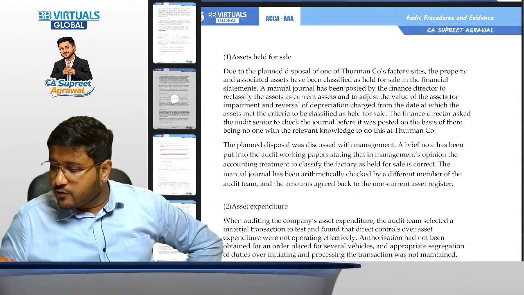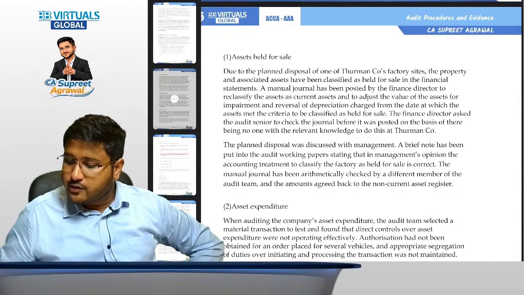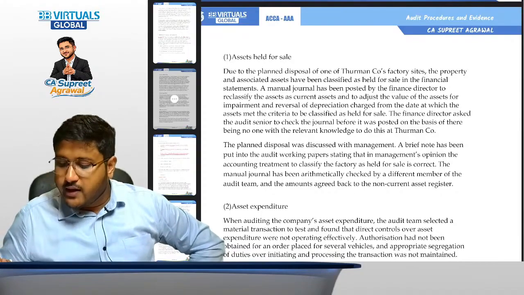Due to the planned disposal of one of Therman Company's factory sites, the property and associated assets have been classified as held for sale in the financial statements.